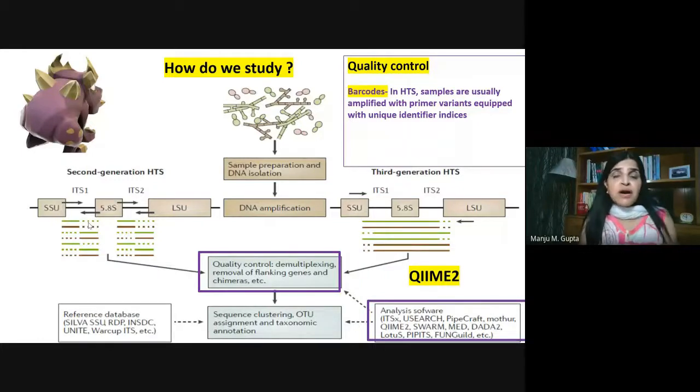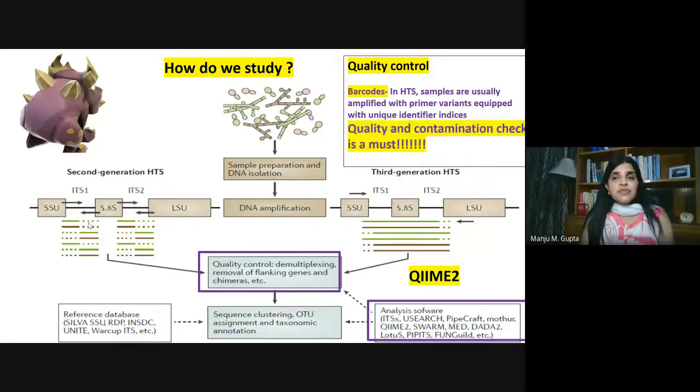And here comes the term barcodes. Barcodes are special unique identifiers which we add to primers, so that we can identify which sample our sequences belong to. And these barcodes and primer sequences need to be checked, meaning they should not be present in the sequences which we are using for taxonomic assignment. So this is quality control. I said it is quite important, and I had written this for you. It says quality control and contamination check is a must, and you have to be expert in that.